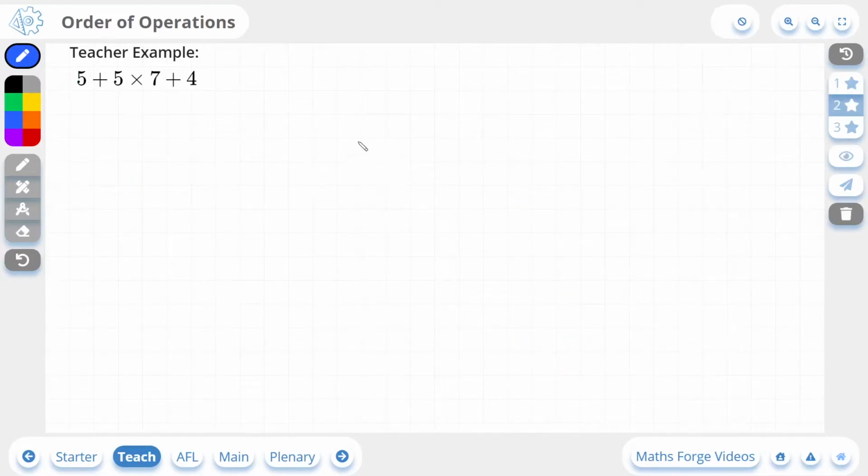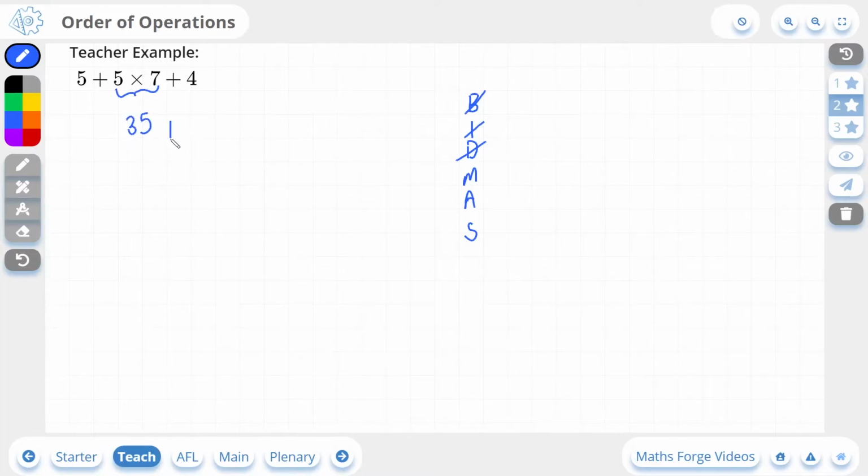Let's do a two-star example. So let's remember BIDMAS, B-I-D-M-A-S. Anything with brackets, calculate that first, but there's nothing with brackets. So I'm going to go ahead and check the next one. Indices, there's nothing with a power. So I'm going to go ahead and do the next one. Division, there's nothing with a division. So I'm going to go ahead into multiplication, and there it is, 5 times 7. So I'm going to go ahead and do that calculation first. 5 times 7 is 35.